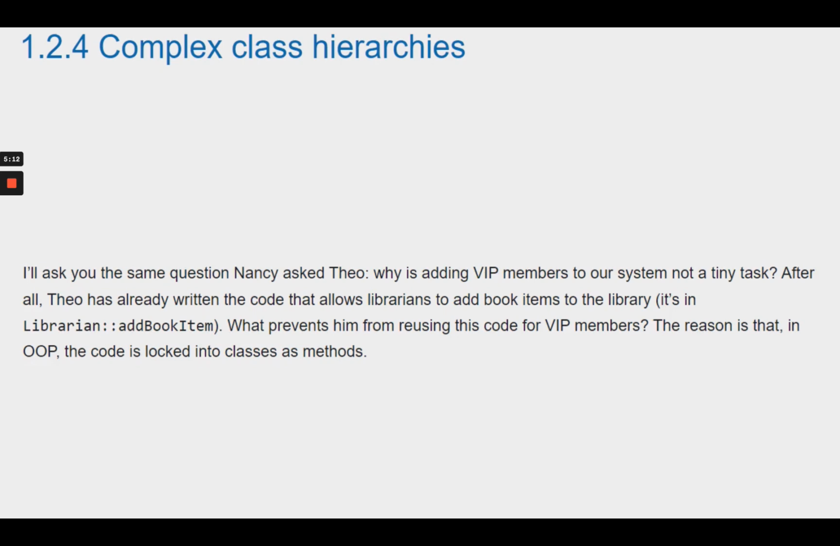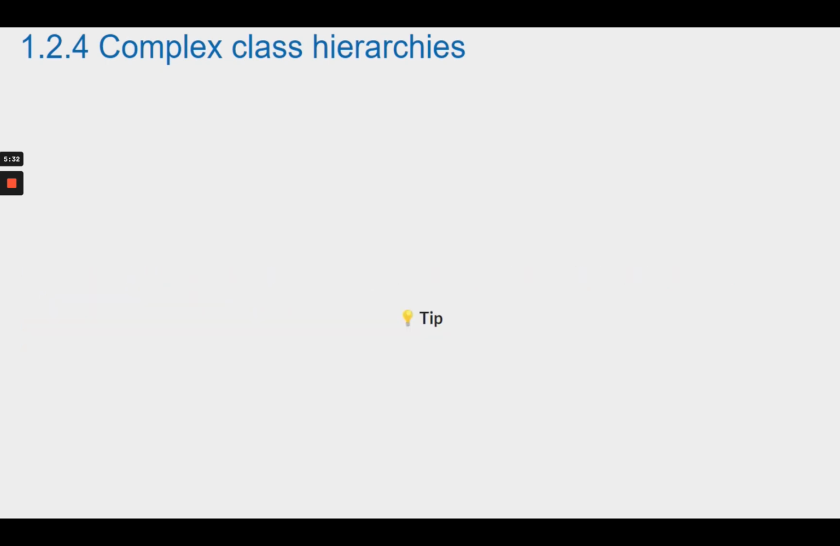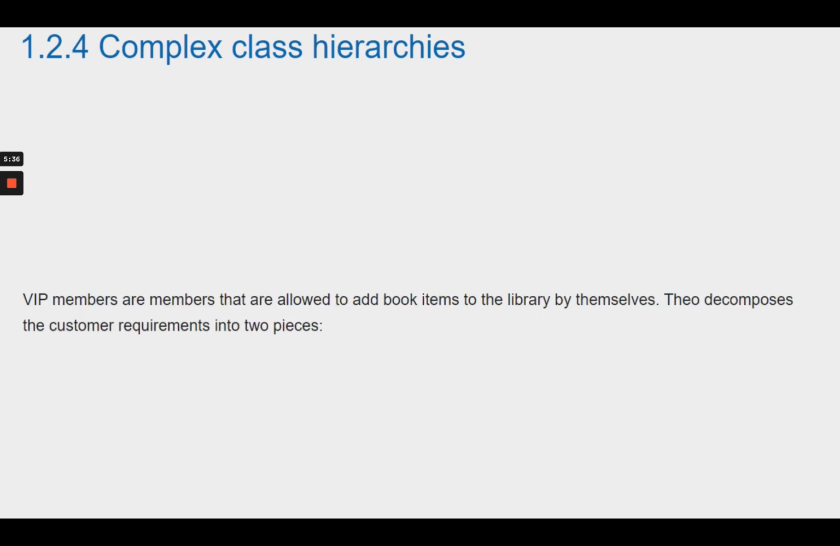After all, Theo has already written the code that allows librarians to add book items to the library. It's in librarian: add book item. What prevents him from reusing this code for VIP members? The reason is that in OOP, the code is locked into classes as methods. Tip: in OOP, code is locked into classes.